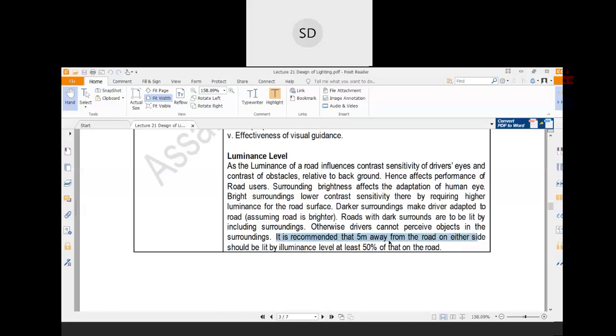So it is recommended that lighting be placed 5 meters away from the road on either side. If you provide road lighting for a blacktop road, you have to provide lighting at least 5 meters away from the road so that the road surface as well as the surrounding of the road can also be visible. Otherwise it will be problematic for the drivers because of the black uniform surfaces. The driver cannot visualize and perceive the surrounding around the road surface.